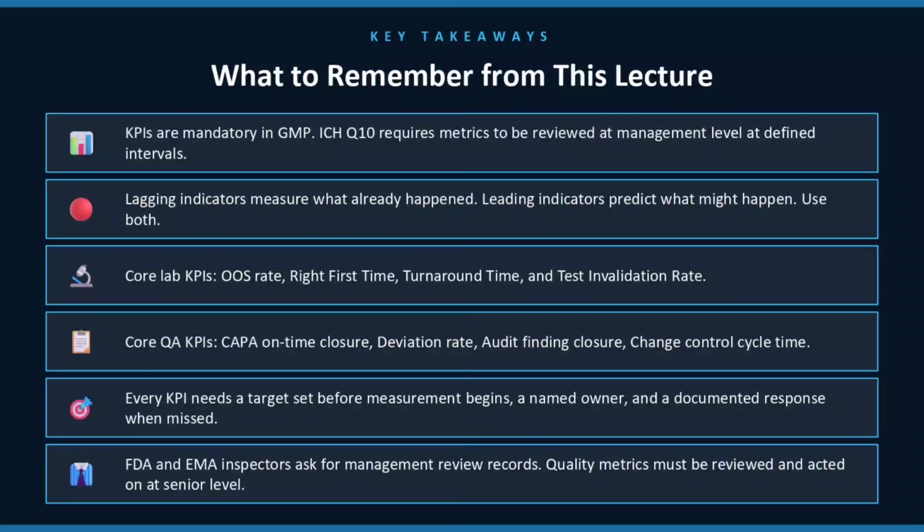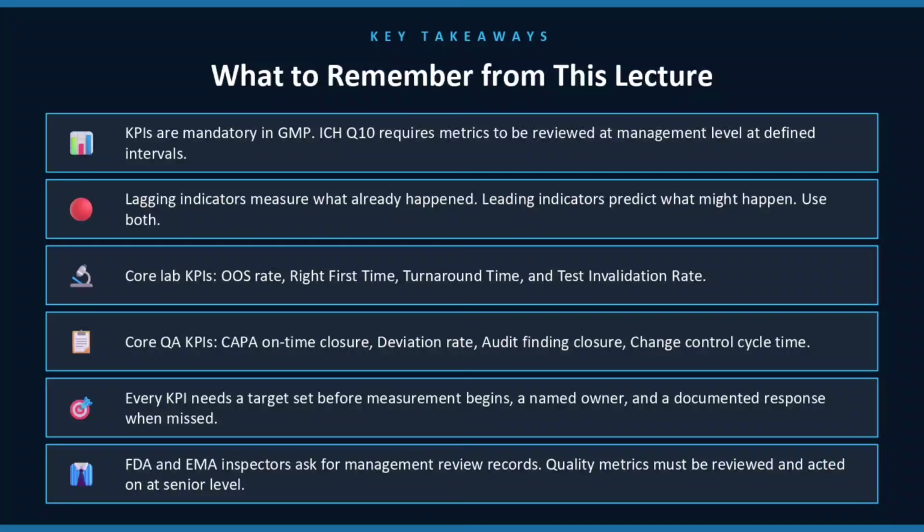Number 2. Lagging indicators measure outcomes after the fact. Leading indicators predict future performance. Track both. Most labs track too many lagging and too few leading metrics. Number 3. The 4 core lab KPIs are OOS rate, right first time rate, turnaround time, and test invalidation rate. Know the formula and the target for each one.